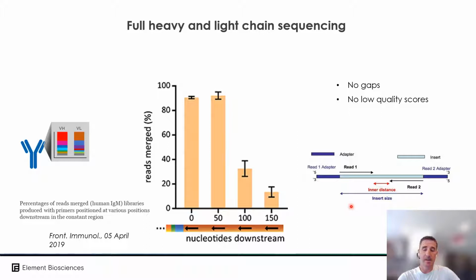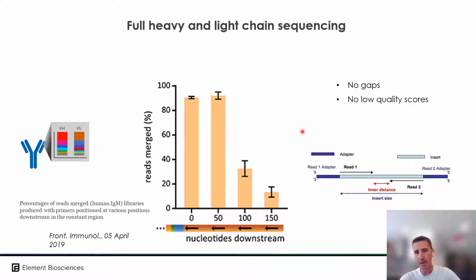And then what happens in a certain fraction of the heavy chains is that these two reads are simply not long enough to fully cover the length of the insert, and then you have this inner distance here that is not covered by the paired-end reads, and you end up with a certain fraction of the heavy chains that are simply not fully covered by your sequencing, and that's potentially an important part of the diversity that we're completely missing out on.